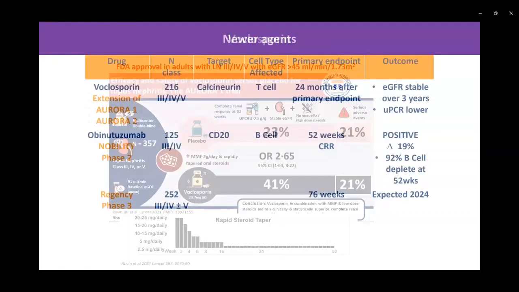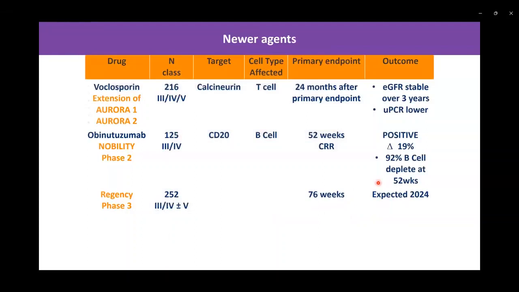The extension of the Aurora 1 voclosporin trial to the next 24 months showed that the eGFR remained stable over the next 3 years and a urine protein creatinine ratio was lower. So this alleviated concerns of long-term CNI use in this population.